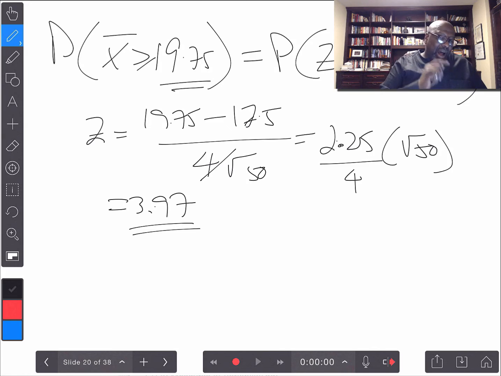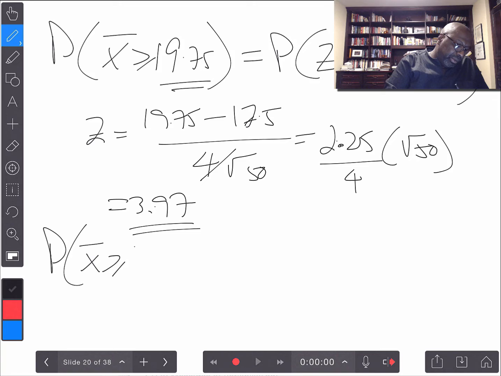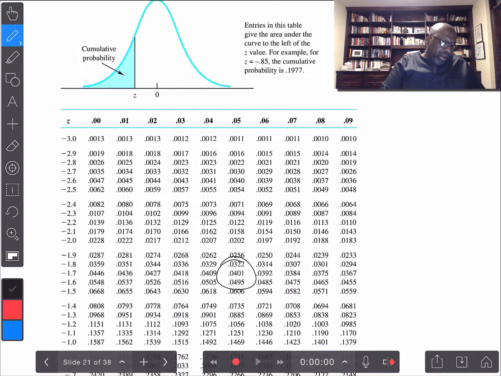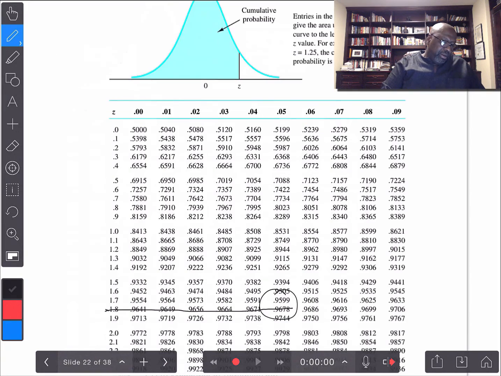Now, our textbook unfortunately does not have Z values that large. So we are interested in the probability of x bar greater than or equal to 19.75. That is equal to the probability of Z greater than or equal to 3.97. So let's take a look. And so we have to try to find 3.97 from our diagram.